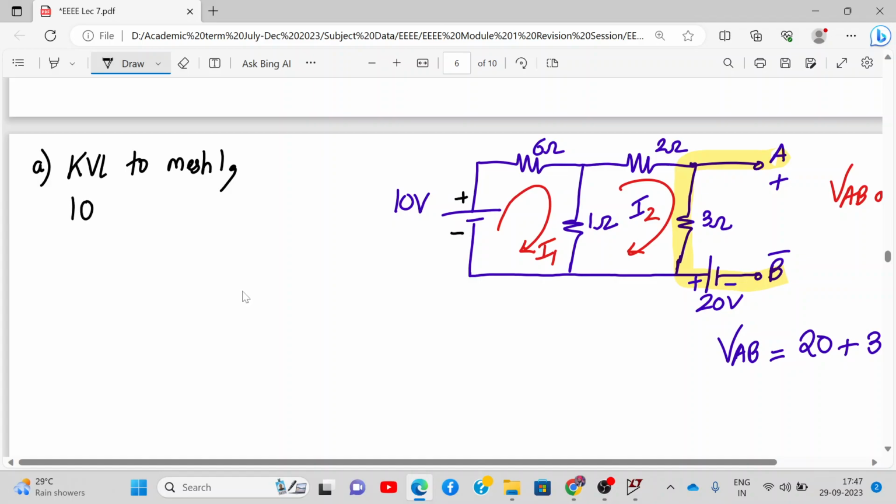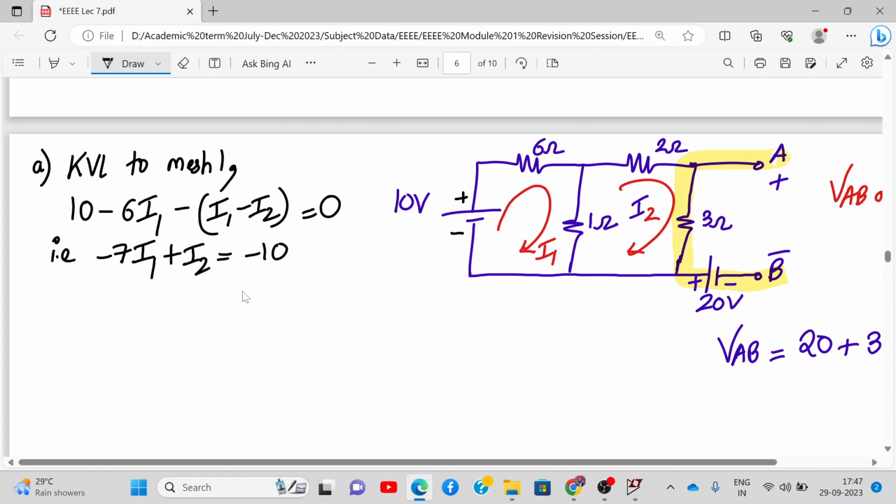Now if you go over here, this will be again rise in potential. So it will be 10 minus 6 I1, then minus (I1 minus I2), because here it is 1 ohm, minus (I1 minus I2) is equal to 0. We rearrange this. What do we get? Minus 7 I1 plus I2 is equal to minus 10. Let's call this equation number 1.